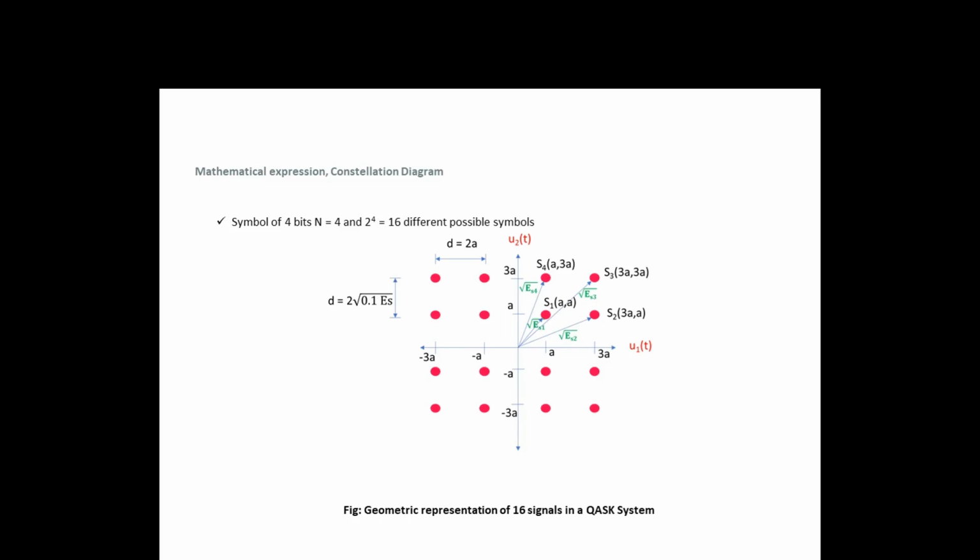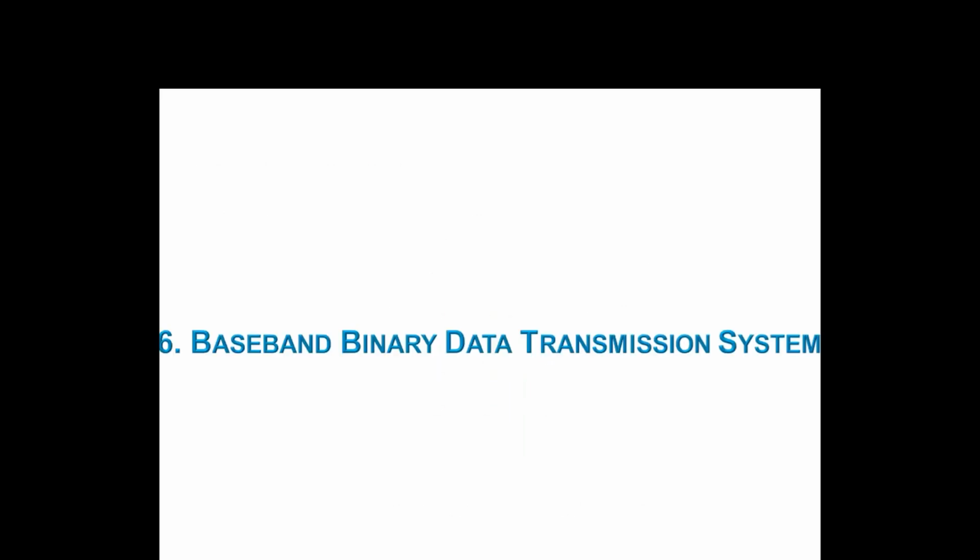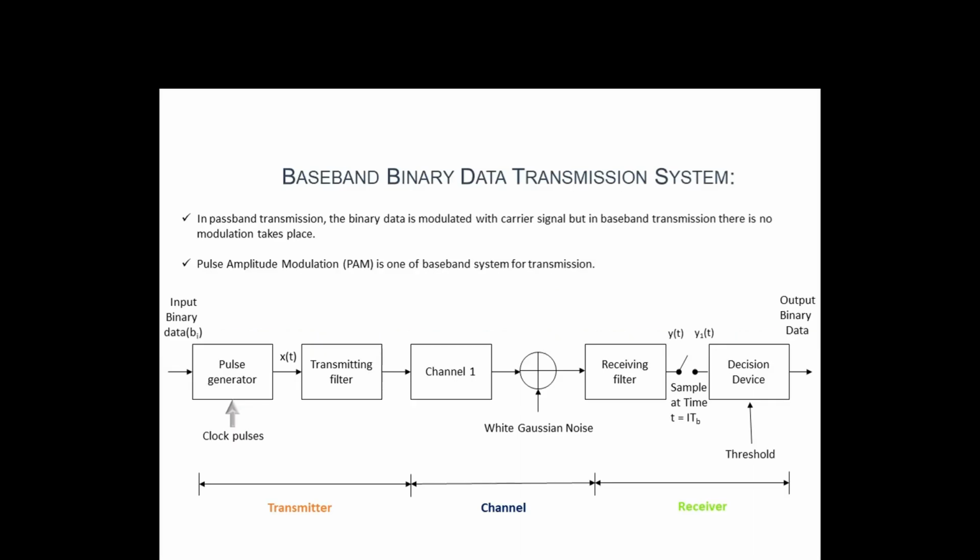Then we have four different symbols. We show that n equal to 4 is the mathematical expression for the constellation diagram, and 2^4 equals 16 different possible symbols. We can transmit four bits together as a single symbol. So we'll have 16 different possibilities, starting from 0000 and ending with 1111.